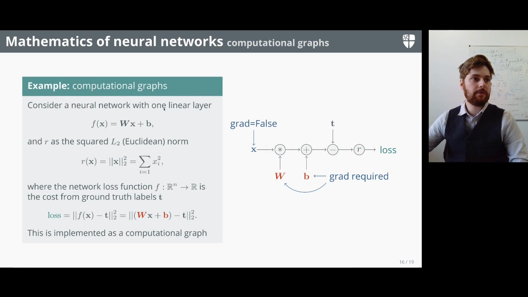Consider a neural network with one linear layer like before, so we just have a function of x, and that's just a multilinear map where we multiply the weights matrix by the inputs x and add some bias term. And then we're going to have our loss function, or error function, for determining whether those 3 predictions are any good, as a squared L2 or Euclidean norm. This is simply summing the squared terms, so it's squaring all of those outputs and summing them. But we're going to use this to actually measure the error to some target labels, some ground truth labels.